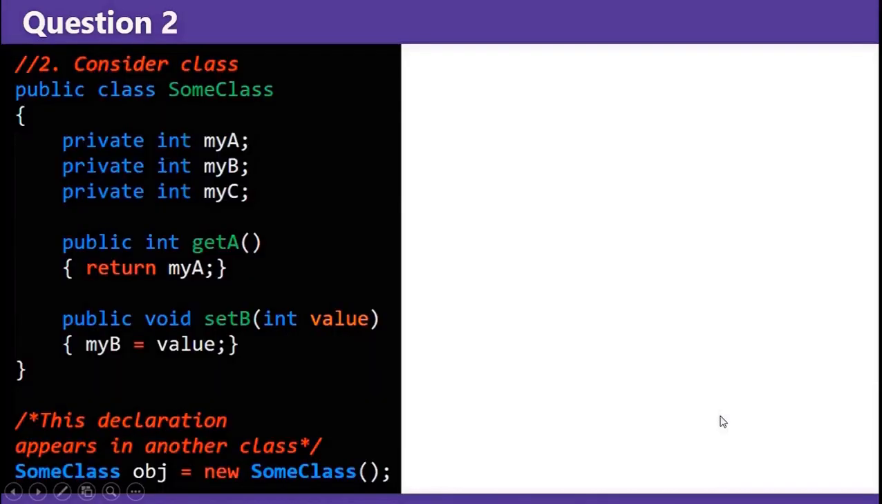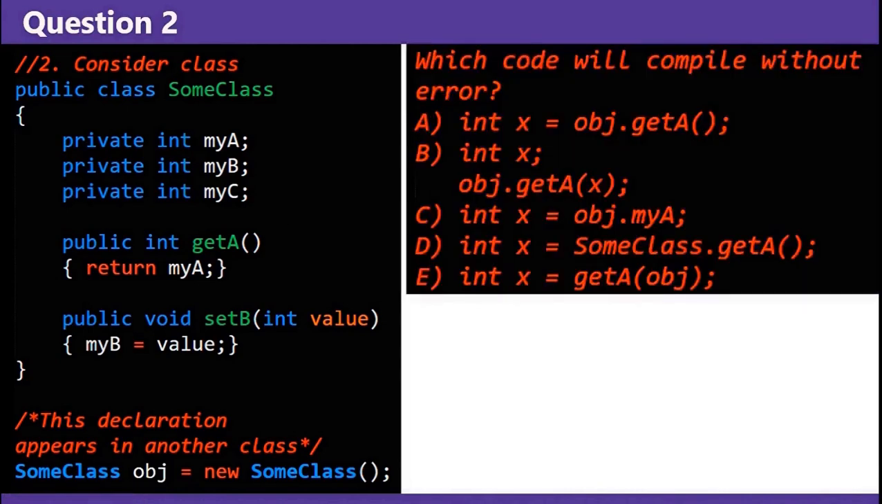Question 2. Consider the class: public class SumClass, private int myA through C, public int getA returns myA, public void setB, given the value, you set that to myB. This declaration appears in another class: SumClass obj = new SumClass(). What code will compile without error? You can right away throw out B and E because they make it seem like getA takes an argument, which it doesn't. You can throw out C because myA is private, and you can throw out D because getA is not a static method, which leaves you with the answer being A.